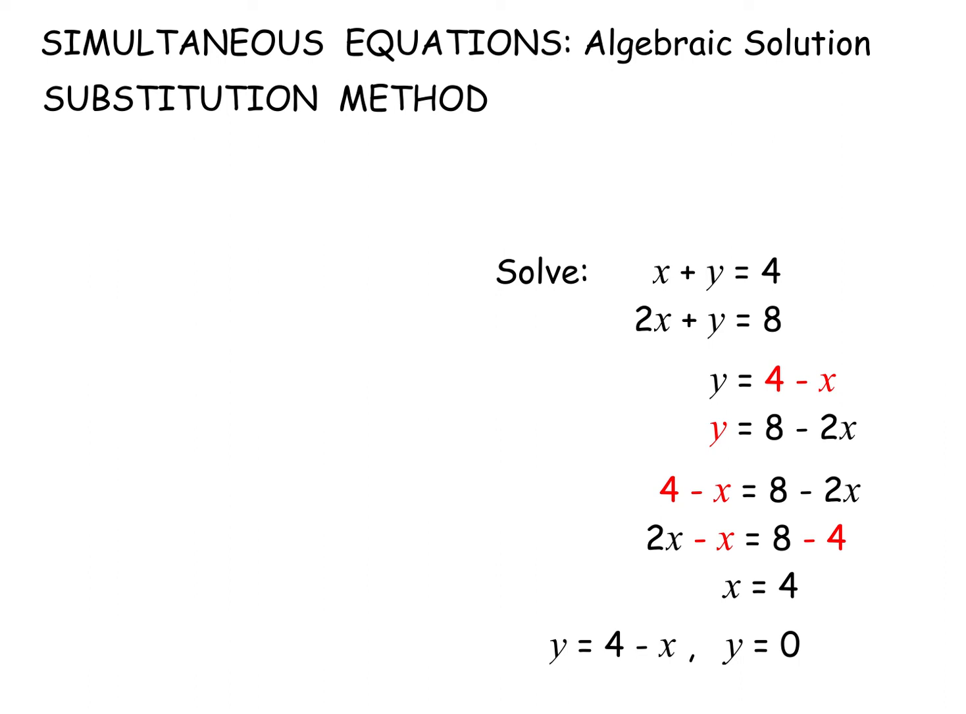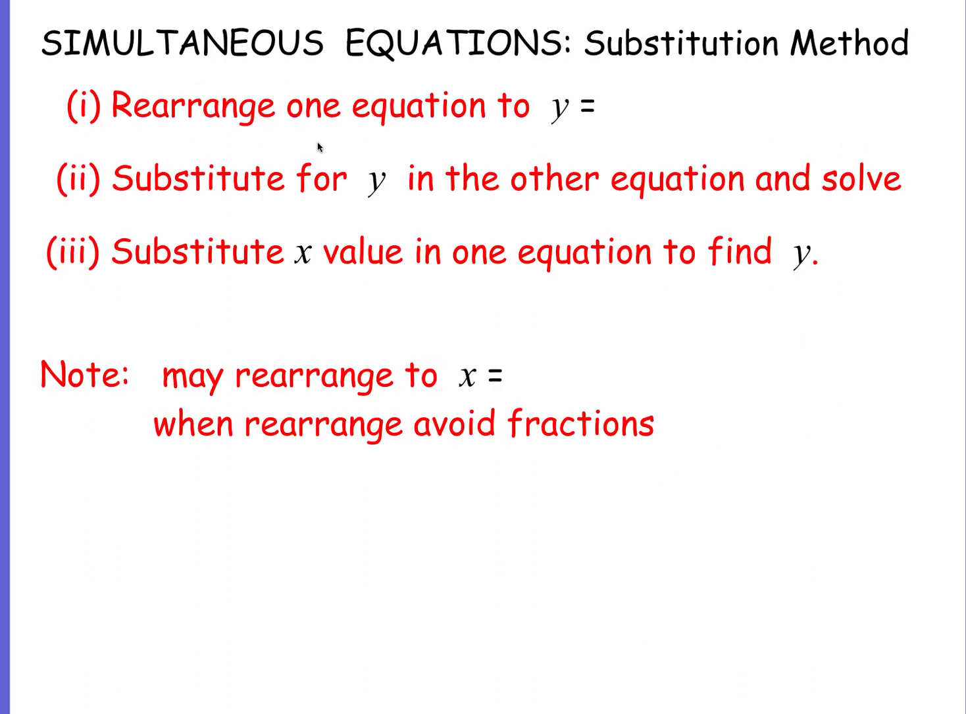So from the graphical method, we've moved on to this algebraic method, the substitution method. What we've done is you rearrange at least one of the equations to y equals. It doesn't have to be both. You substitute for y in the other equation using this rearranged form, and then you can solve it for x, and you can substitute for x back in one of the initial equations and find y.